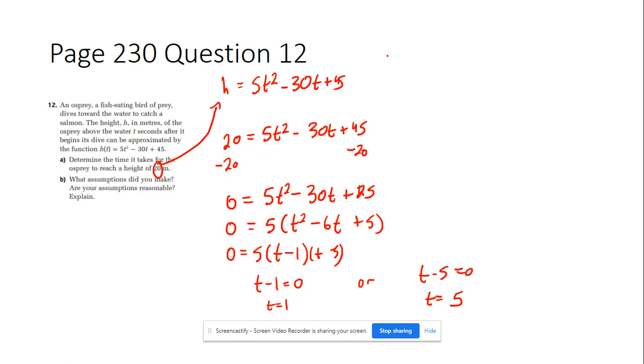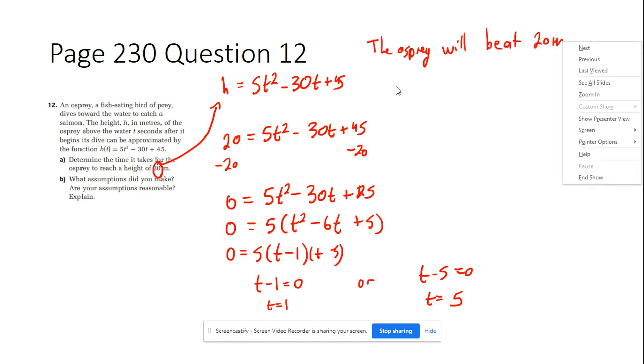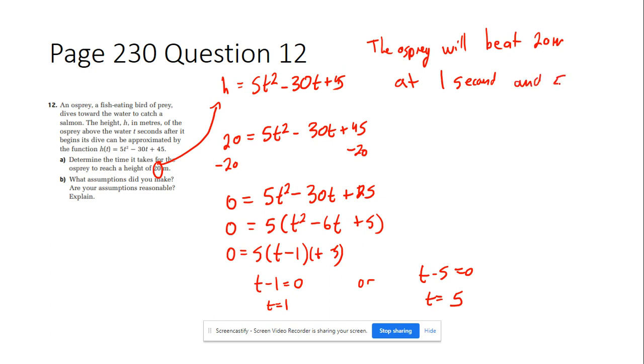All right. So the answer is, the osprey will be at 20 meters at 1 second and 5 seconds. And that makes sense why there are two answers, right? Because if he swoops down, he'll be at 20 meters, and as he starts coming back up, he's going to be at 20 meters again. So that's why there are two solutions here. All right, that's the first question.